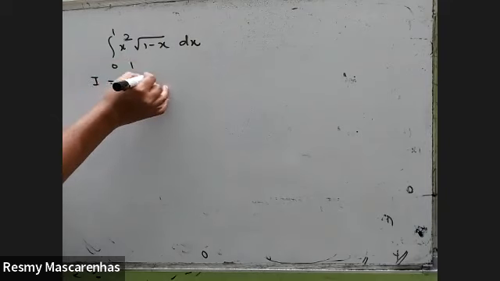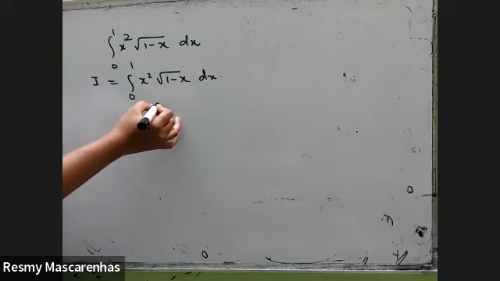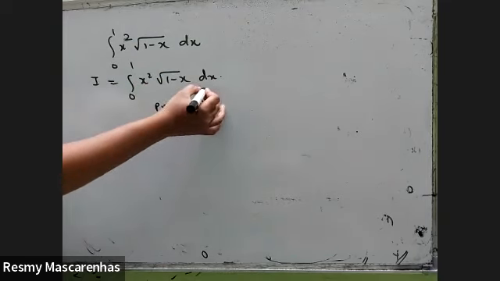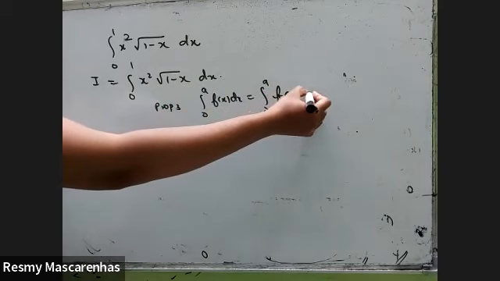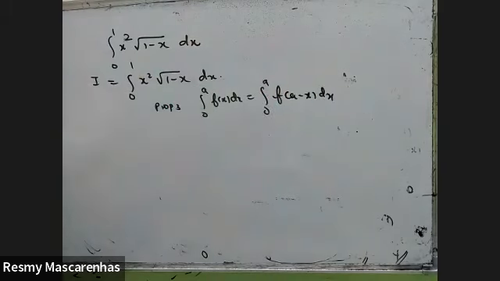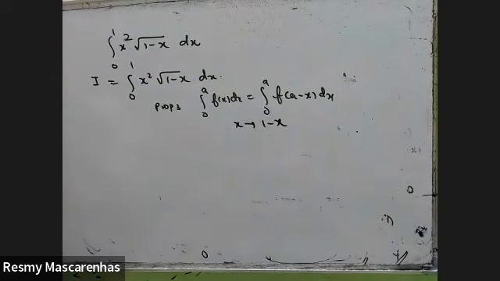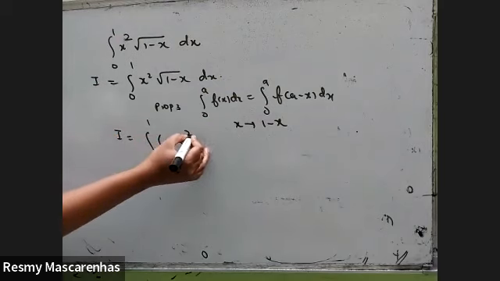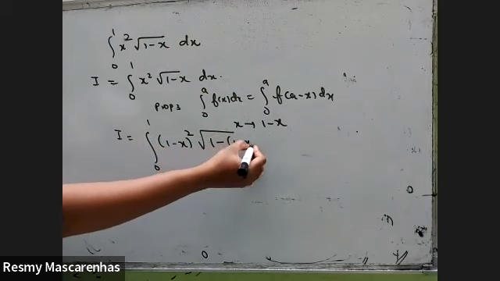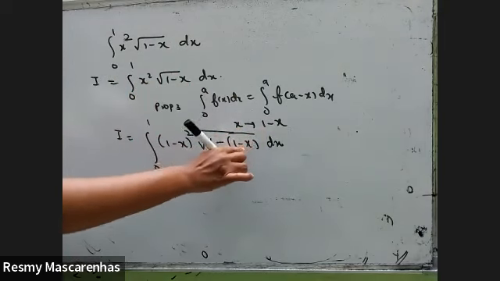0 to 1 of x times the square root of 1 minus x dx. So I'll use 0 to a, property 3 only. x can be replaced by a minus x. So a is 1 here now. Wherever there is x, I have to replace it with 1 minus x. Wherever there is x, I just put it as a minus x.